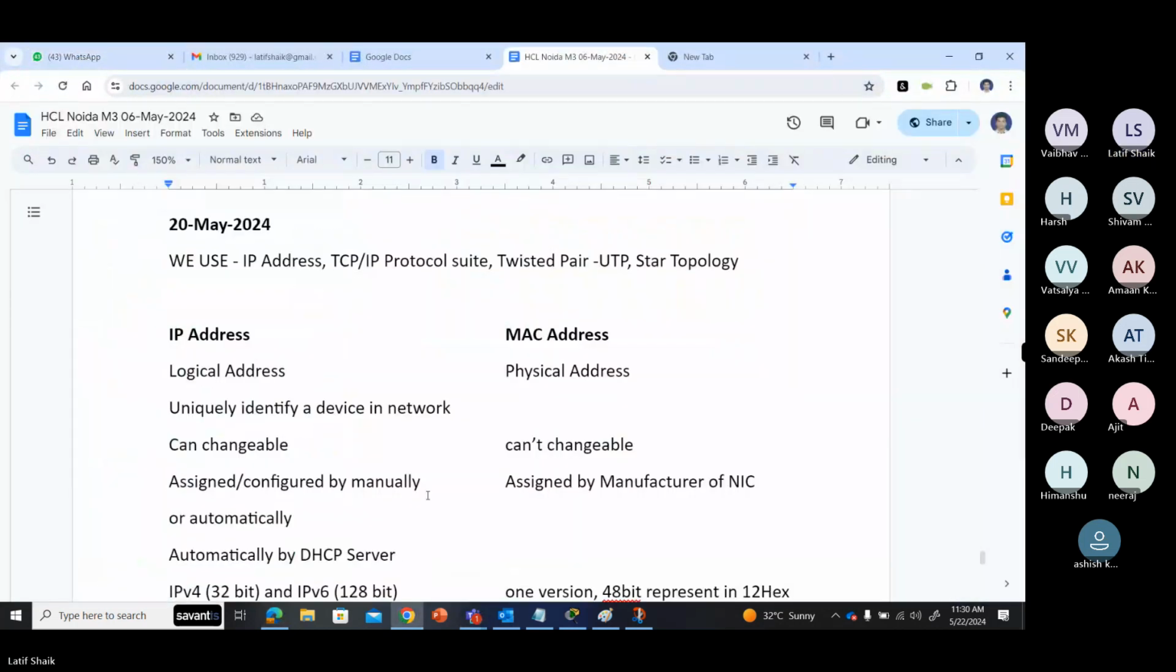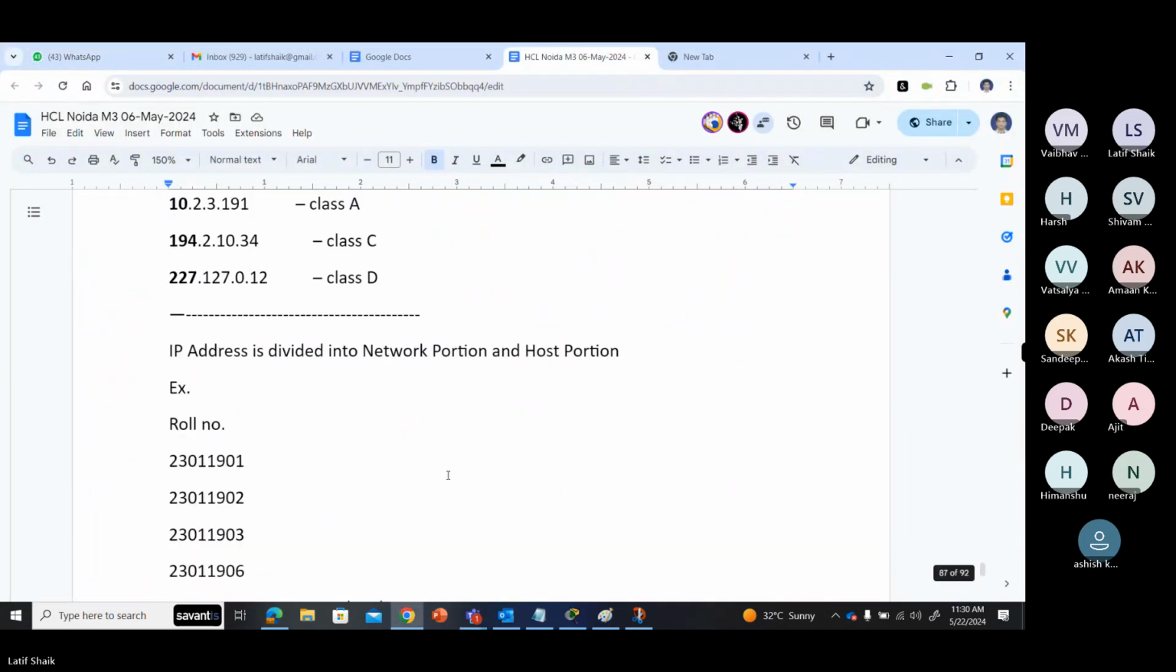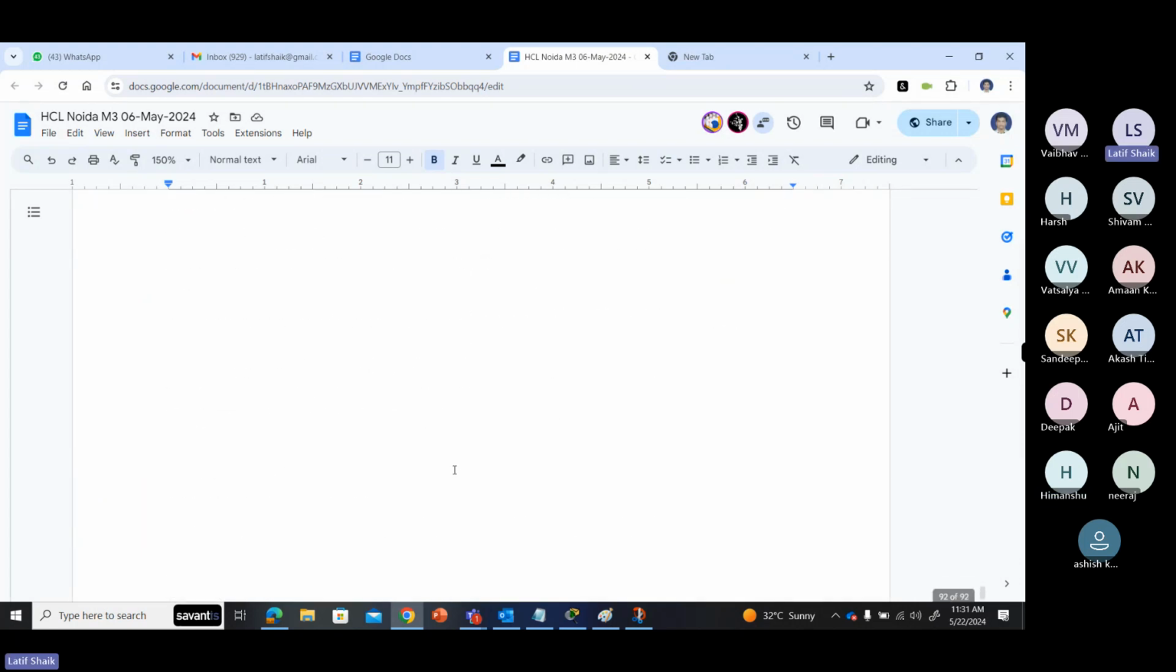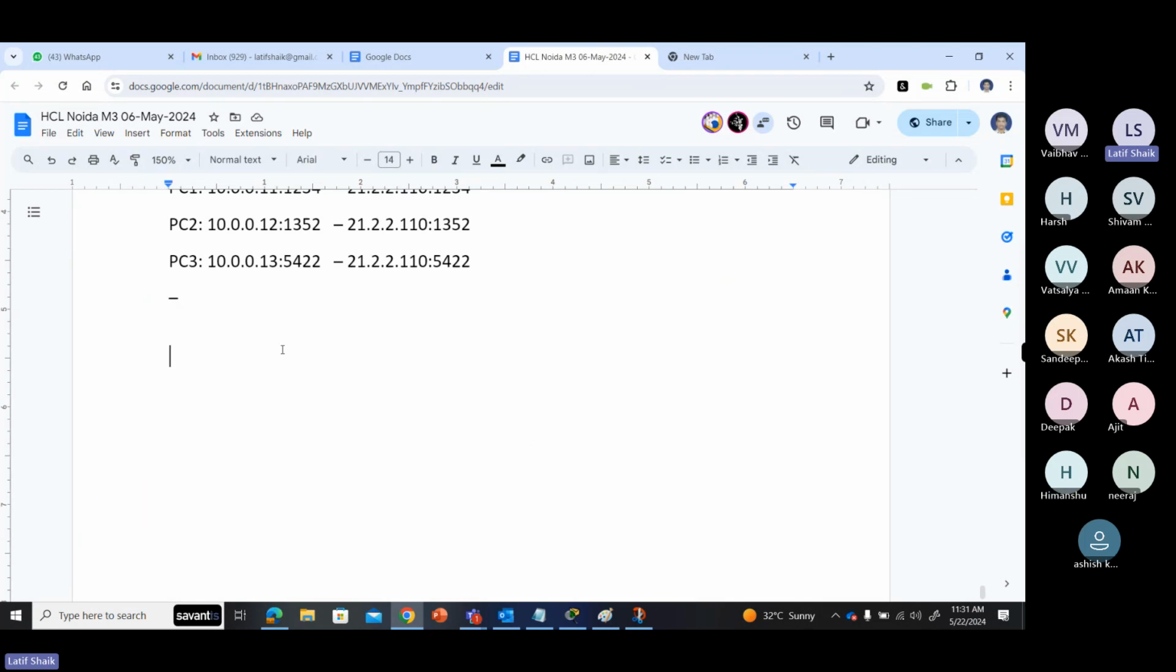Guys, that information is not here, so I'm going to add it separately. ARP. What is ARP? Address Resolution Protocol.